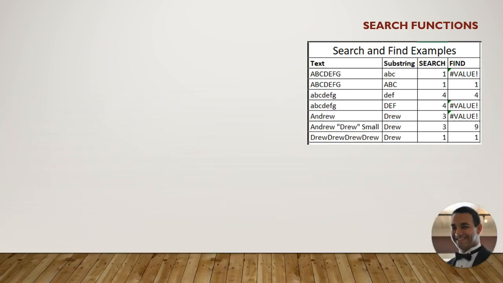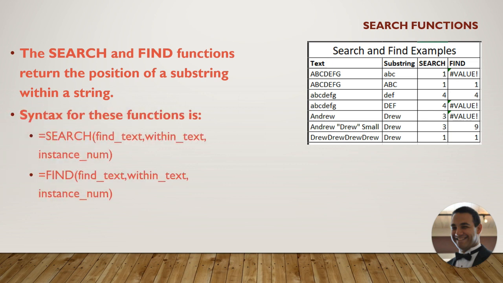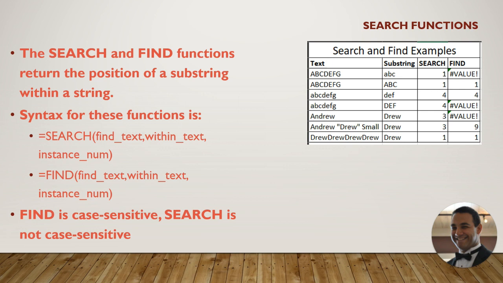The last functions we'll cover in this lesson are the search and find functions. The search and find functions return the position of a substring within a string. They have the same syntax: equals search, find text, within text, and instance number, or find, find text, within text, instance number. The only difference between the two functions is that the find function is case sensitive, and the search function is not case sensitive. Let's take a look.